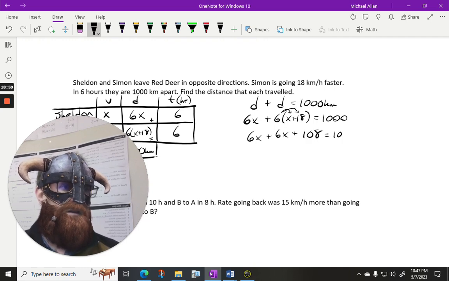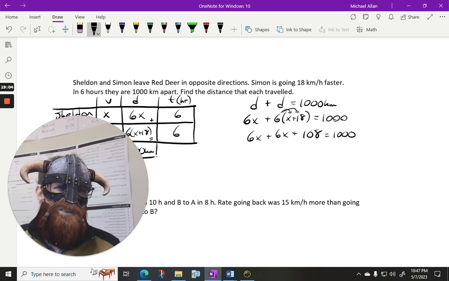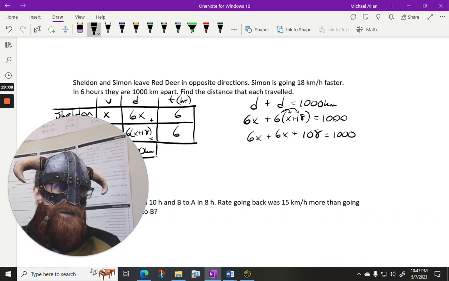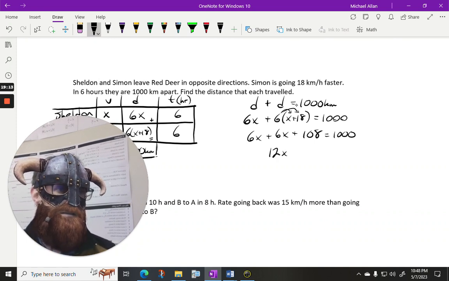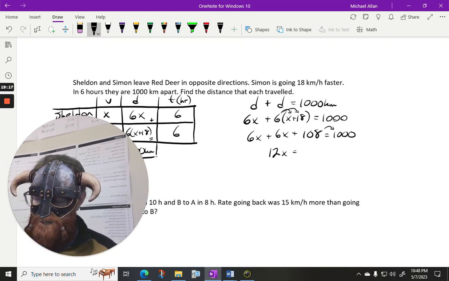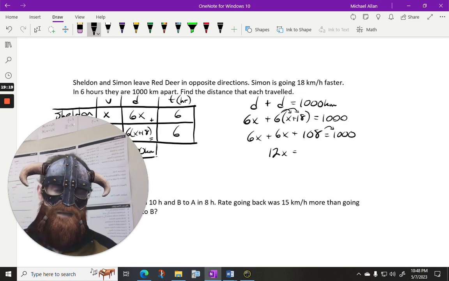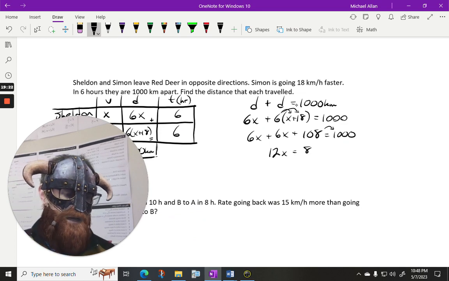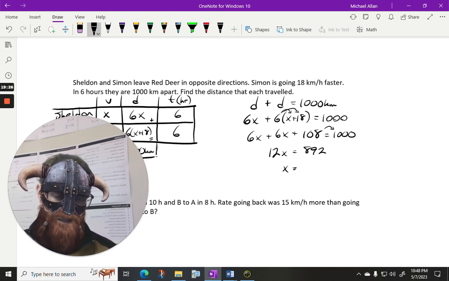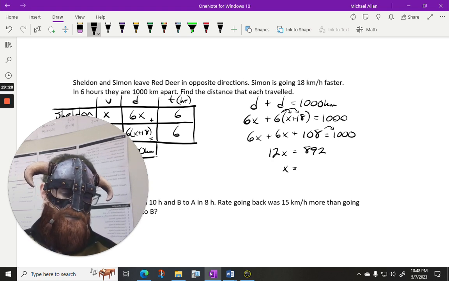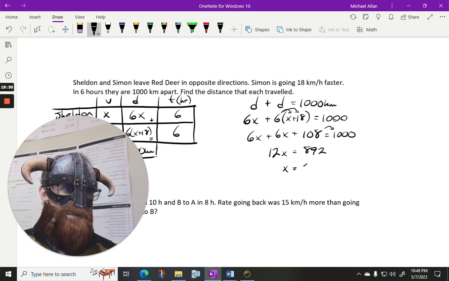108, equals 1,000. Okay. All right, that's not too bad. It wasn't even a rational expression. I didn't have to times both sides by anything. I just kind of distributed my brackets out there and grouped my like terms. So we've got 12x. I'm going to minus this 108 over to the other side. So 1,000 minus that 108 is 892. And then I'll just divide by this 12. Okay, let's do that. Divide by the 12. 74. Oh.